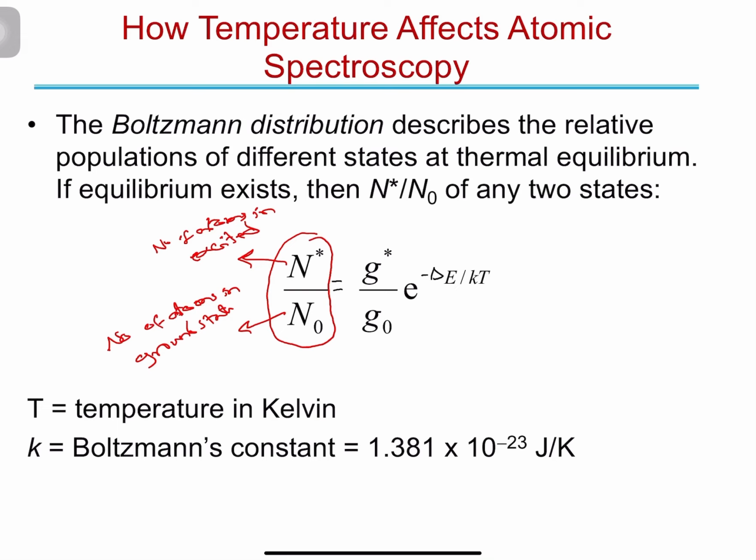This ratio equals the degeneracy of the excited state over the degeneracy of the ground state, times the exponential of minus delta E, the difference in energy between the ground and excited states, over kT, where k is the Boltzmann constant and T is the temperature in Kelvin. That means this ratio will change depending on the temperature. As we increase the temperature, this ratio will increase.